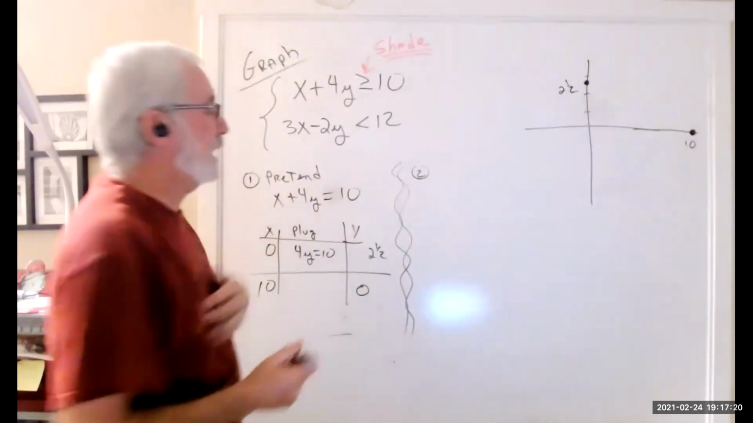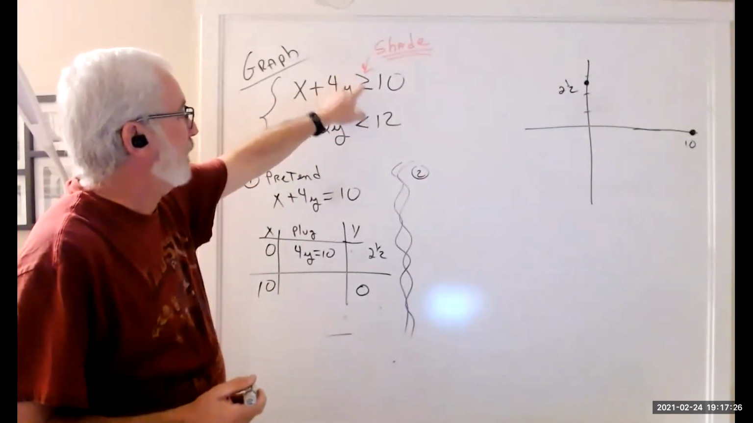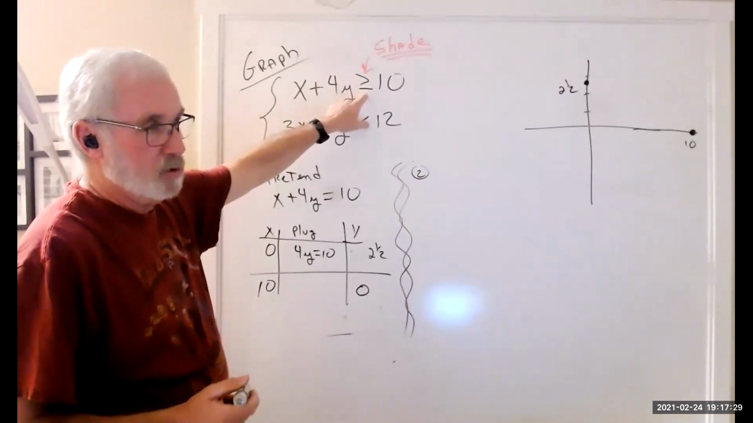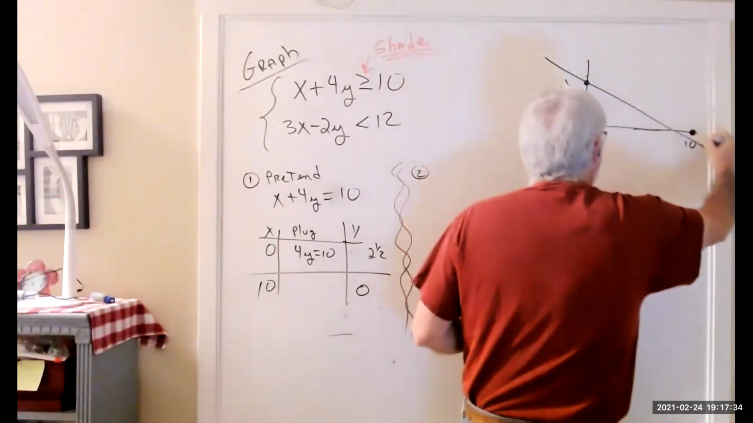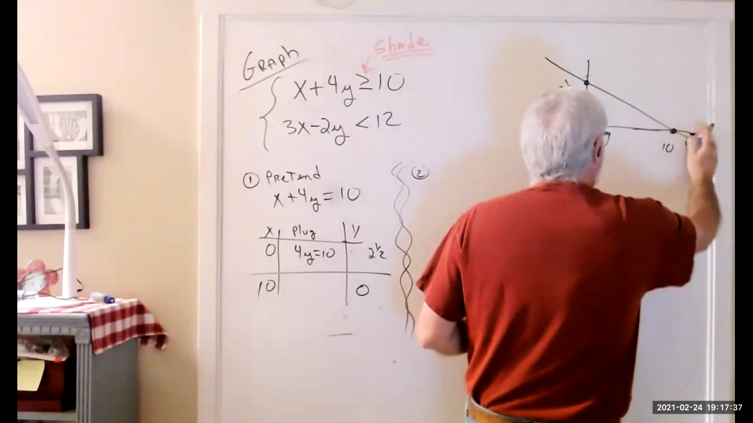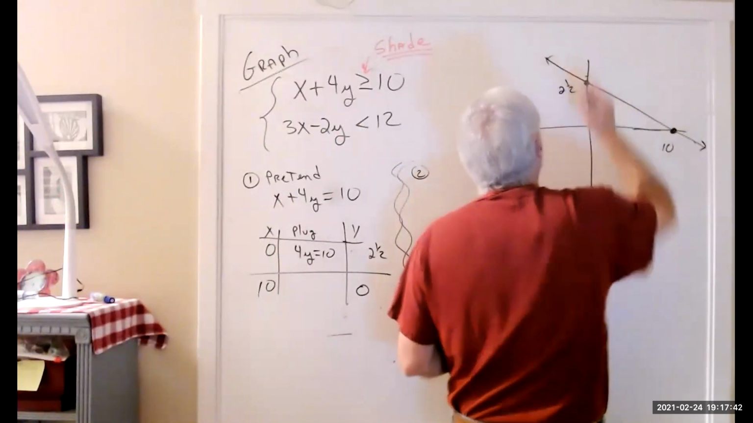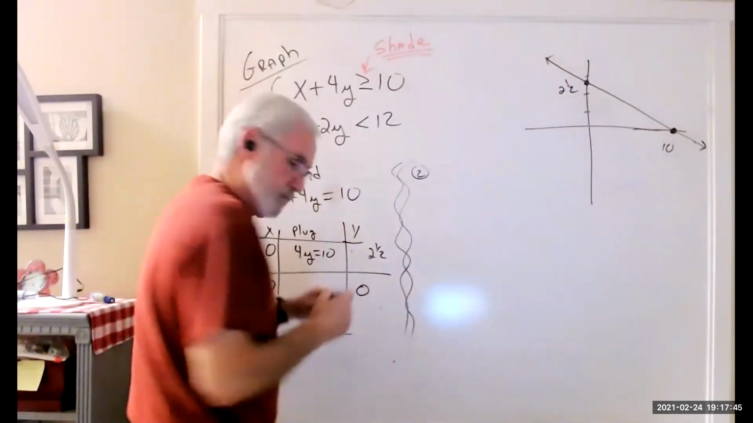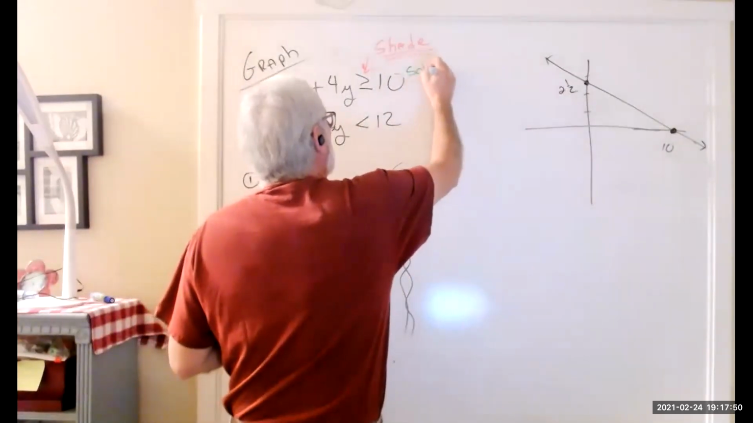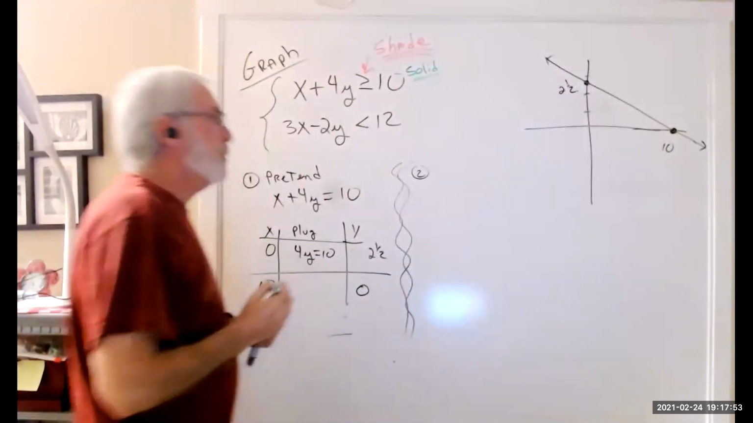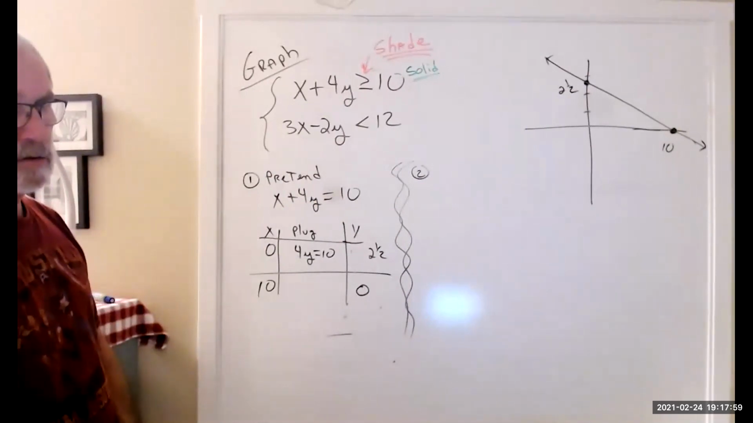Now I have to go back and look at the problem. I have to decide, oh, it's greater than or equal to. That tells me I'm going to use a solid line. Okay, there's 10. I cheated. I'm going to use a solid line, so let me make a note of that. It's going to be a solid. Now the other thing I have to do is decide where I'm going to shade.